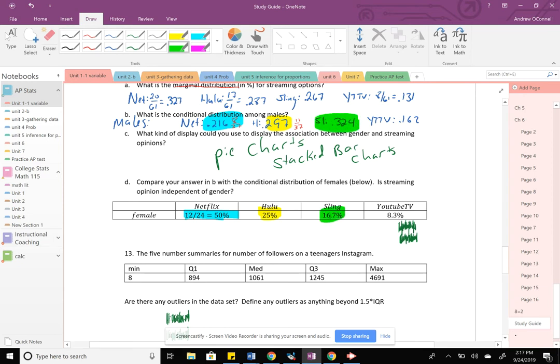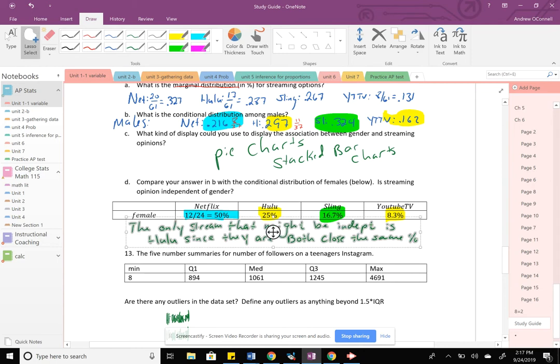Sling 32, Sling 16.7 is not very close. Likewise, YouTube TV 16 to 8 is not very close. Probably say that the only one that might be independent of gender would be Hulu's option.